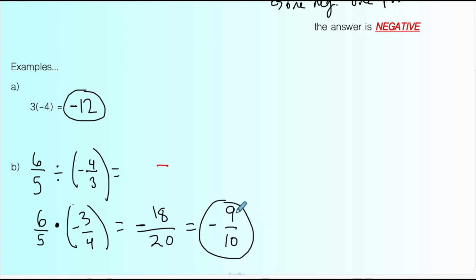When the signs are different, your answer is negative. And those are the rules. That's pretty much today's lesson. I don't really use this when I teach, but for some people it helps.